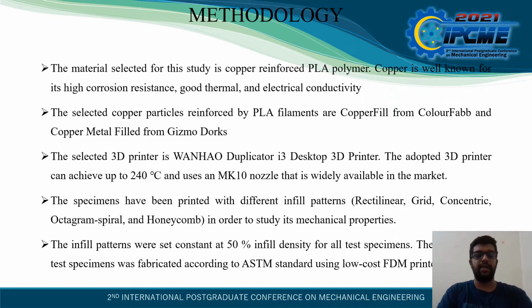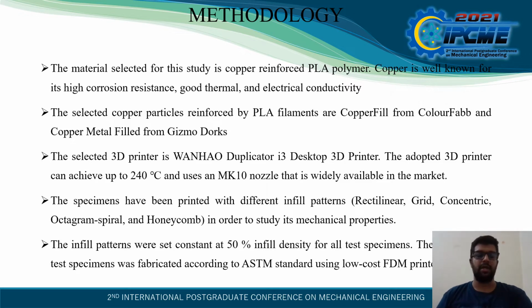In this, initially, the PLA is blended with copper using a copper metal filament machine, and then later I'm using the FDM 3D printer, a Wanhao Duplicator i3 desktop 3D printer. I'm going to use different parameters here, and different infill patterns, mainly rectilinear, grid, concentric, octagon spiral, and also honeycomb.